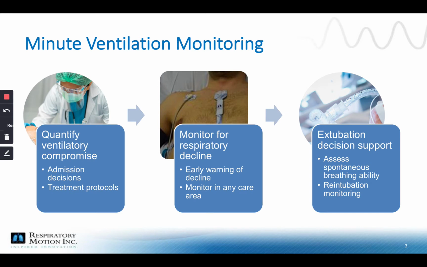ExSpiron minute ventilation could be useful for patients in several ways. To quantify work of breathing and characterize ventilatory compromise, this data may be useful in admission and treatment decision protocols. To monitor patients in step down or on the floor for early signs of respiratory decline. To help assess extubation readiness and monitor for the need to re-intubate.